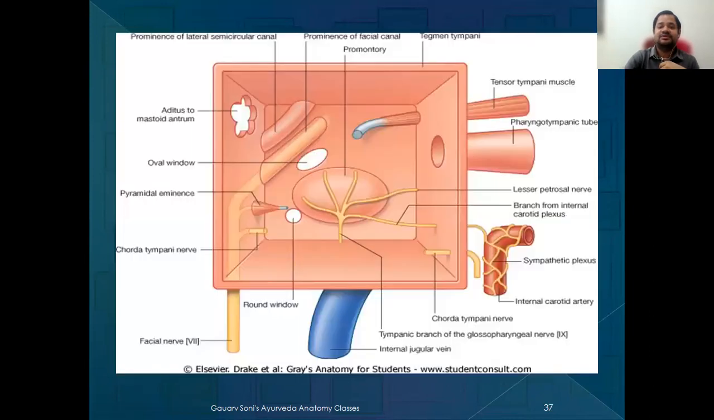You see a diagram now here. This is the floor, this part is the floor. Below it, there is the internal jugular vein. You can identify the internal jugular vein. And then there is a foramen near the medial wall. This wall is the medial wall. So the tympanic branch of the glossopharyngeal nerve is coming out from there, and it is going to form the tympanic plexus on the medial wall actually.